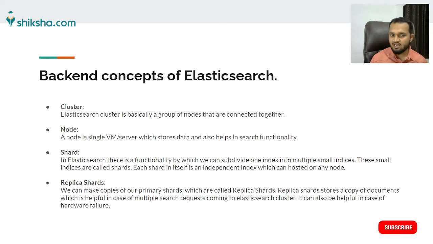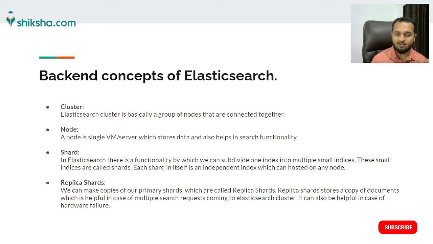Coming to shards, so let's talk about shards. In Elasticsearch, there is a functionality by which we can subdivide an index into multiple small indices. As I've shown you the table, let's say we have 5 lakh rows in that table. Just for the analogy, again I'm telling you that Elasticsearch does not store data in a table format. It stores data in a JSON format. So if you have, let's say, 5 lakh documents in your index, Elasticsearch divides that 5 lakh data, let's say, into 1 lakh, 1 lakh, 1 lakh, 1 lakh, and 1 lakh each.